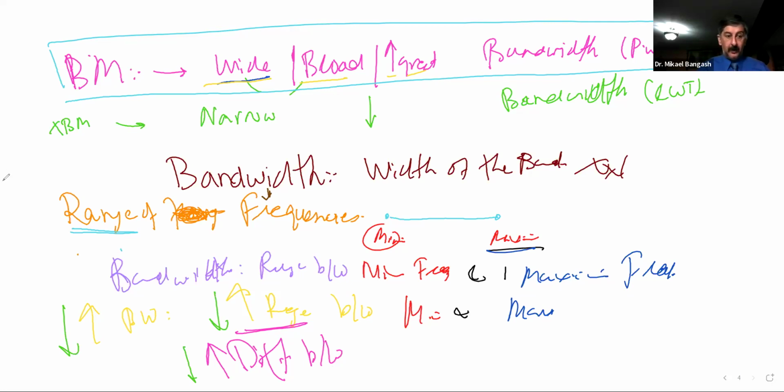Now an example of a great bandwidth would be this. Let's say our minimum frequency was 2 megahertz, and the maximum frequency was 20 megahertz. In this case, the range between these two extends from 2 to 20. So the range is going to be a frequency of 18 megahertz. This is going to be our bandwidth.